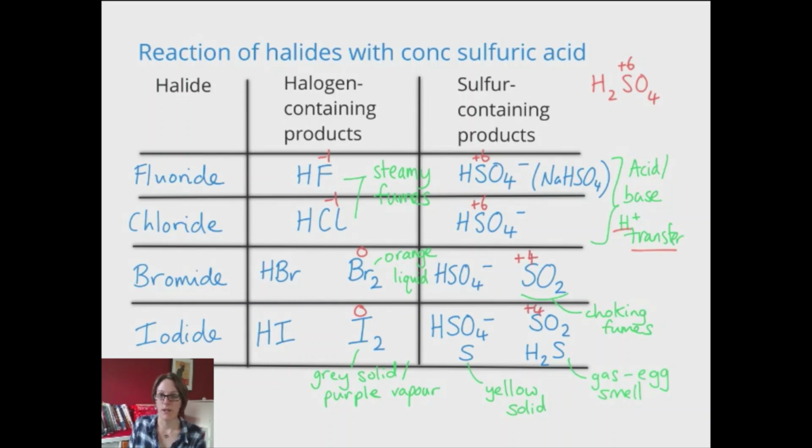Then we look at the other products that you have with iodide. So we've still got sulfur dioxide, +4. We're also going to make some sulfur, which has an oxidation state of 0. So we've now gone down even lower. We've gone from +6 to 0. And then my hydrogen sulfide, we've gone all the way down to -2.